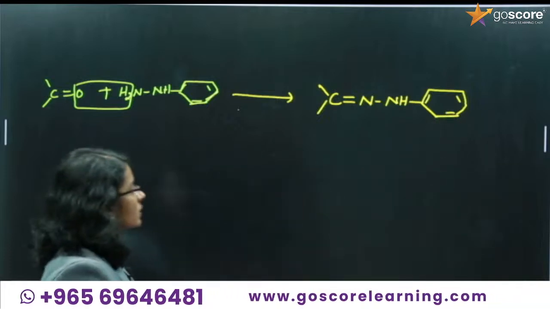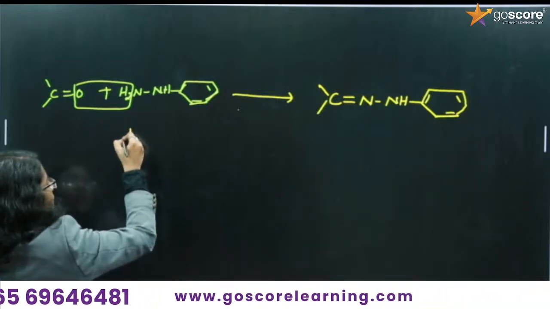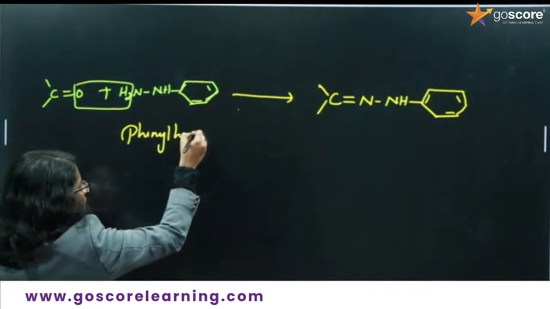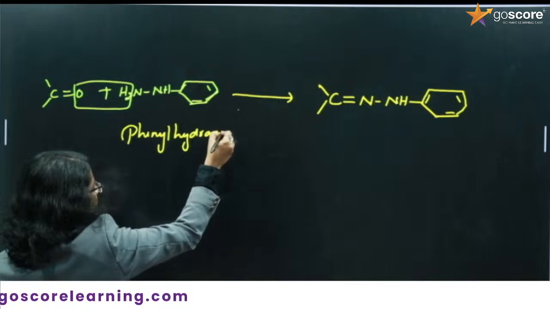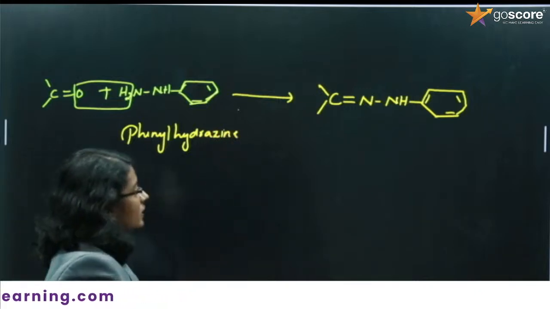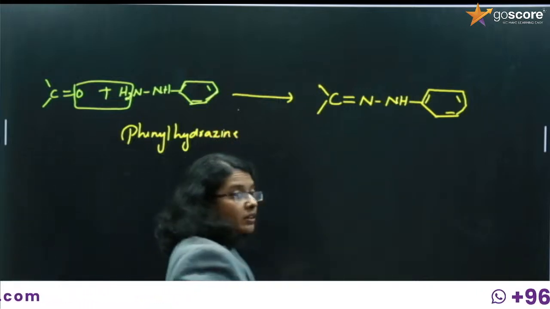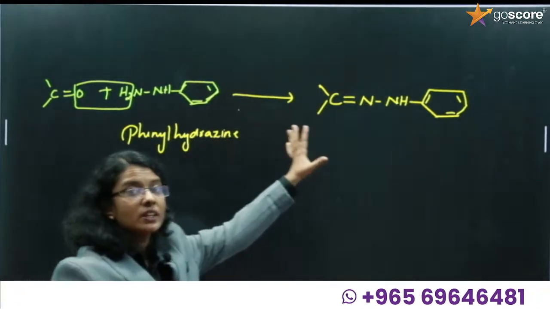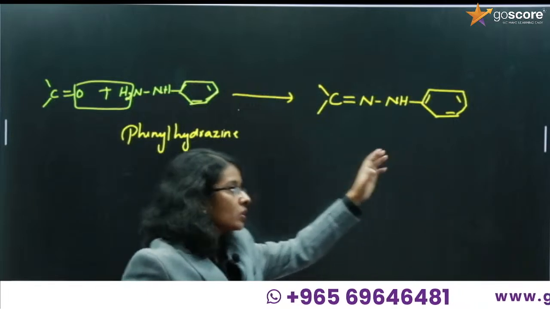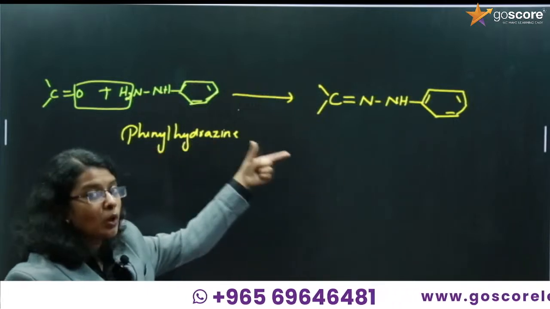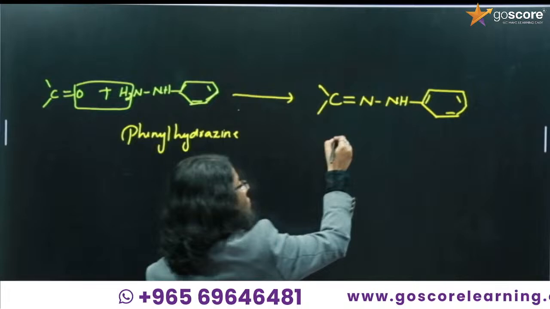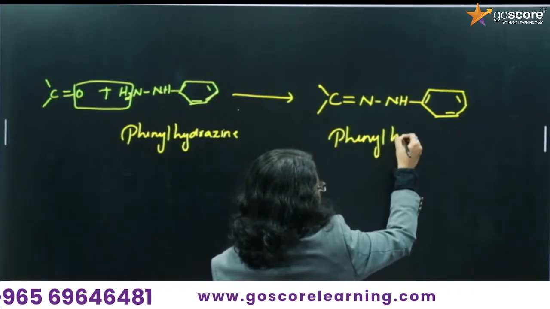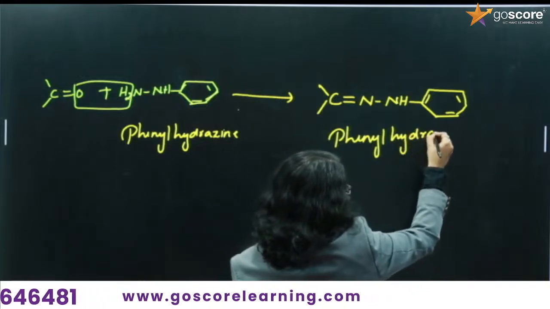So what is this? This is phenyl hydrazine. If we are treating a carbonyl compound with hydrazine, we will get the product hydrazone. So it is phenyl hydrazine, so we will obtain phenyl hydrazone.